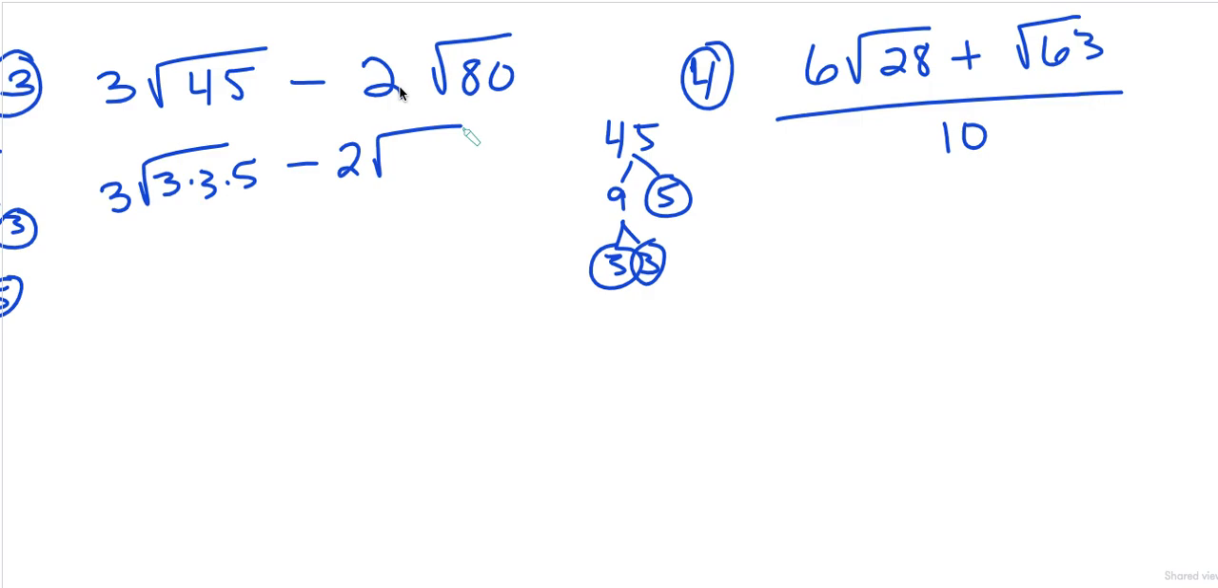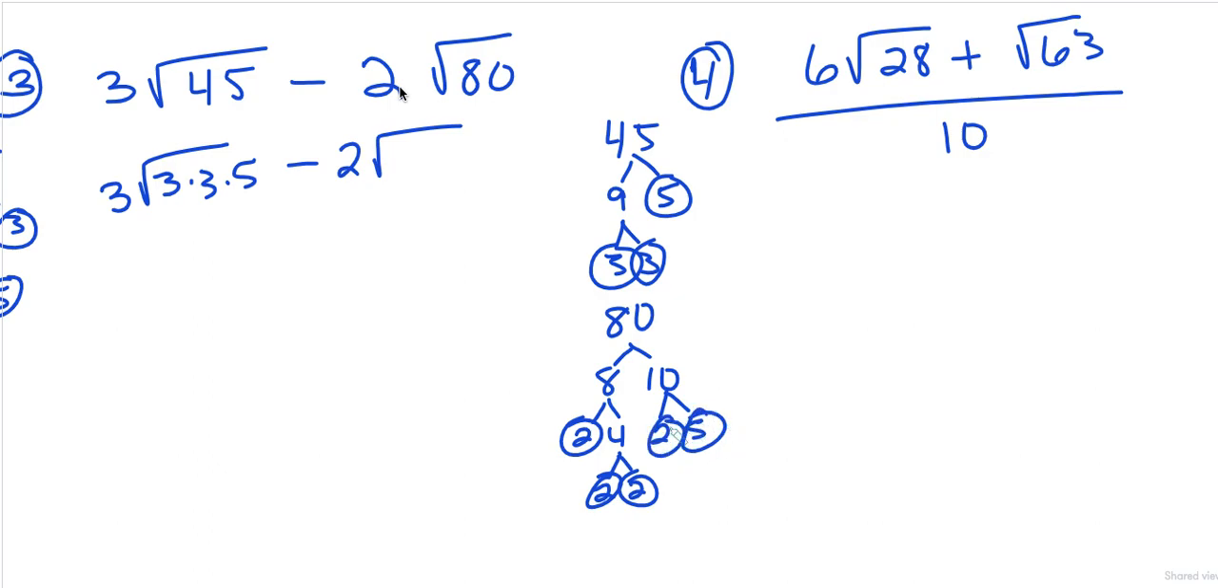We're going to go ahead and break down 80. So 80 is 8 times 10. Neither one is prime. Break down 8, 2 times 4, 2 is prime. 4 is 2 times 2, both of those are prime. And 10 is 2 times 5, 5 is prime and 2 is prime. So we have 2 times 2 times 2 times 2 times 5. So we've broken down 45 into its prime factors and 80 into its prime factors.